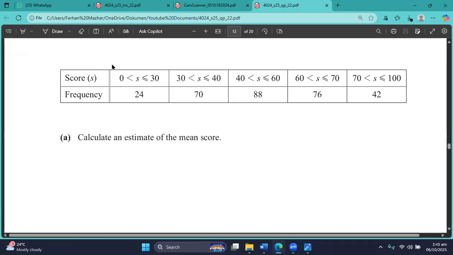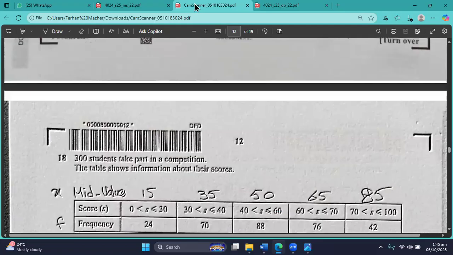You have to find out the mid value. How do you find the mid value? You add the two boundaries with each other and divide the sum by two. So you have to find the mid value of each class. I will call that x. This is the frequency. Then I will find fx, meaning you multiply the mid value and the frequency with each other. The mean equals the summation fx divided by the summation f. Let me show you question number 18.